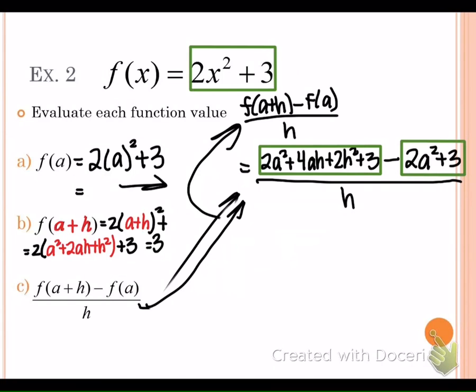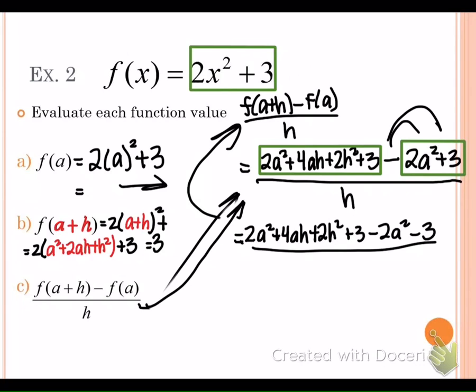When we write this whole thing out, this is probably one that you want to do. 2a squared plus 4ah plus 2h squared plus 3 is the first one. And then that negative has to be distributed: minus 2a squared minus 3, all over h. Can any of these things cancel out? The 2a squares are going to cancel out. What else? Our 3s. So essentially what we're left with is this here.